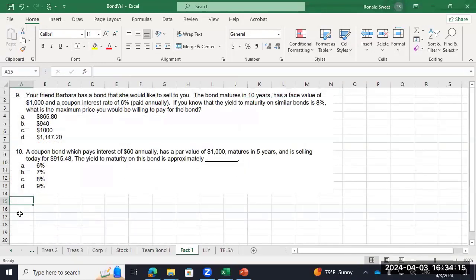So let's look at these FAR questions. Your friend Barbara, I don't want to put names here, I guess I want to make it real life. She has a bond she wants to sell you. The bond matures in 10 years. Has a face value of 1,000. That's just kind of the common one we use. The coupon is 6% paid annually. I don't know where she bought this bond, but that's a bizarre bond. But anyway, she's got this bond that pays annually. If you know that the yield to maturity is 8% on similar bonds, that's the current yield. They say yield to maturity, current yield are almost the same concept. What's the maximum price we're willing to pay for this bond?